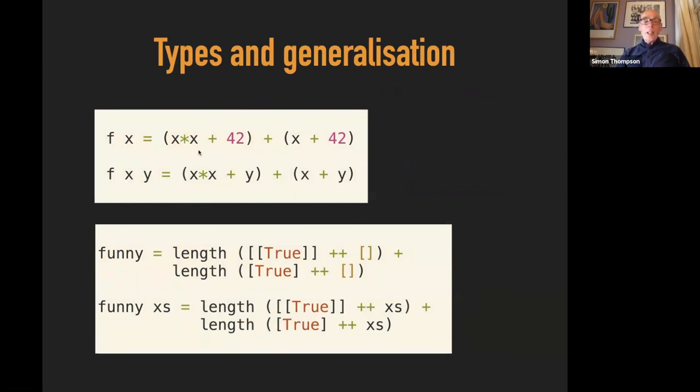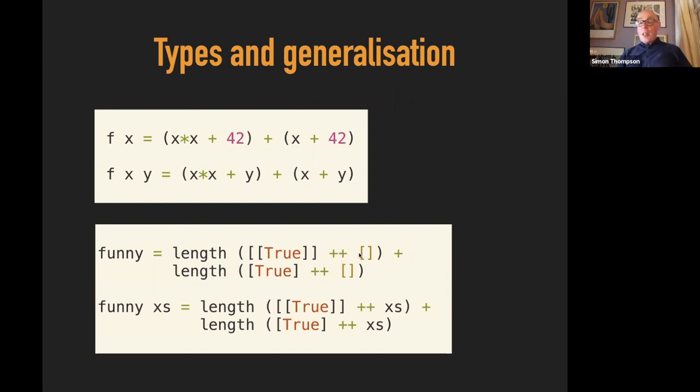Here we've got a function f of x, where the answer is x squared plus 42 plus x plus 42. It's trivial to replace the 42s by a variable and form a function f x y. So we've generalized that f from one parameter to two. Fine. Here's a definition of an integer, in fact. It's the length of this list joined to the empty list plus the length of this list joined to the empty list. So this is going to be the number two.